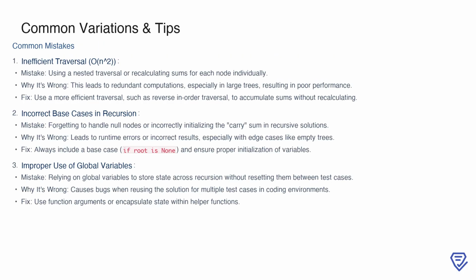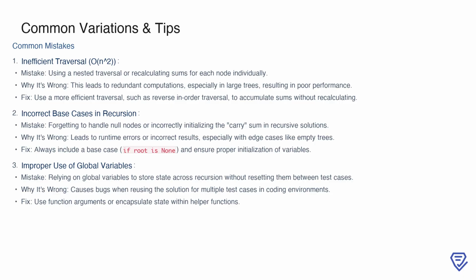When solving this problem, it's important to avoid some common mistakes that can lead to inefficiencies or incorrect results. One frequent issue is using an inefficient traversal method, such as performing nested traversals or recalculating sums for each node individually. This approach introduces redundant computations, especially in larger trees, and results in an O(n squared) time complexity. Instead, you should use a reverse in-order traversal, which allows you to accumulate sums efficiently without recomputing.